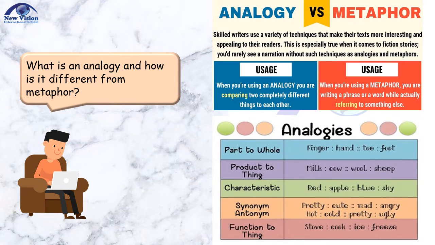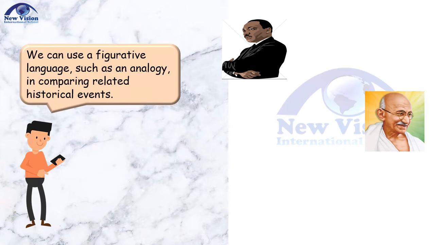Here are some examples of the purposes of an analogy. We could show a part to whole. We could have a product to a thing. We can definitely show relationship between characteristics. We can also show synonyms and antonyms and a function to thing. We can use these figurative language, such as an analogy, in comparing related historical events.